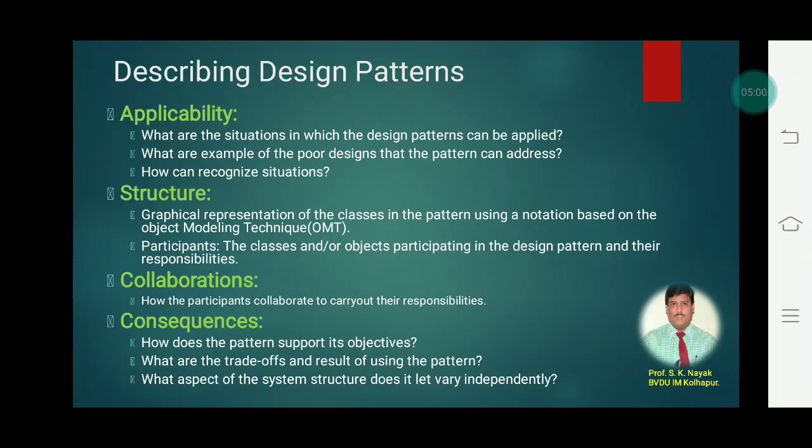The consequences will show what aspects of the system structure it lets vary independently. Because of design patterns we can make each part of the system work independently. If you make a dependency on a different subsystem, then the complete system will be more complex, and we cannot make any further modifications, or we will have difficulty maintaining it further. So these are the three points you will have in consequences, describing how the design pattern works.